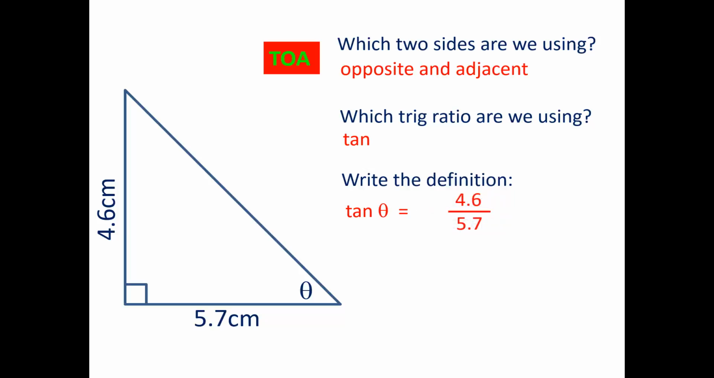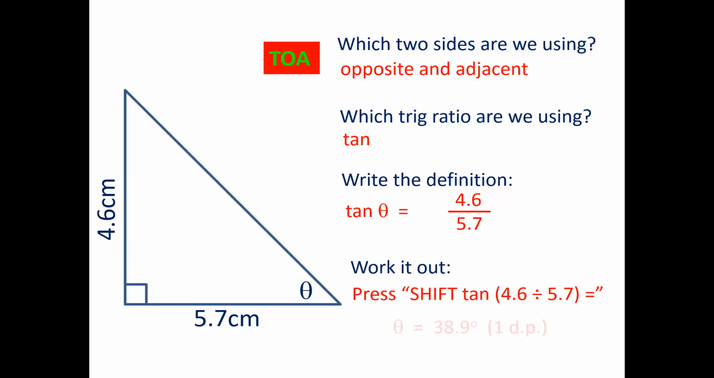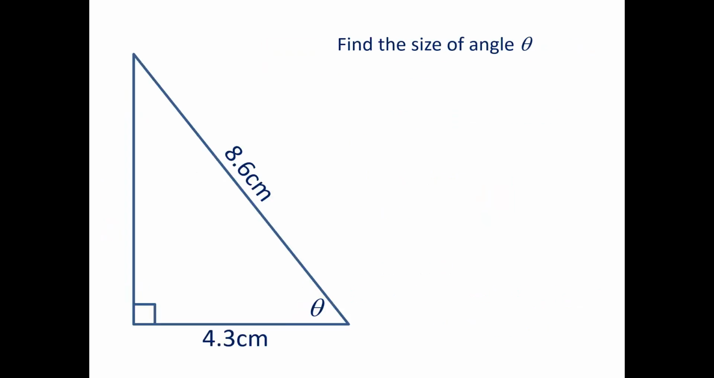Be careful there with that one. 4.6 is the opposite, 5.7 is the adjacent. Yeah, that's good. Fourth W, work it out. So shift tan, 4.6 divided by 5.7, tells us that theta is 38.9 degrees to one decimal place. Okay, let's do one more.